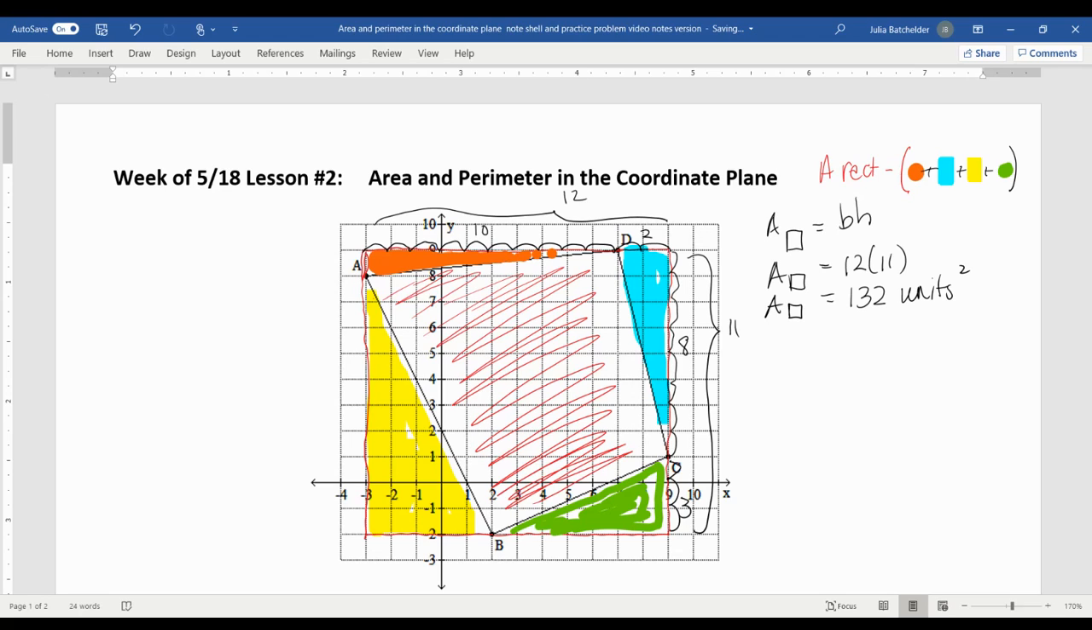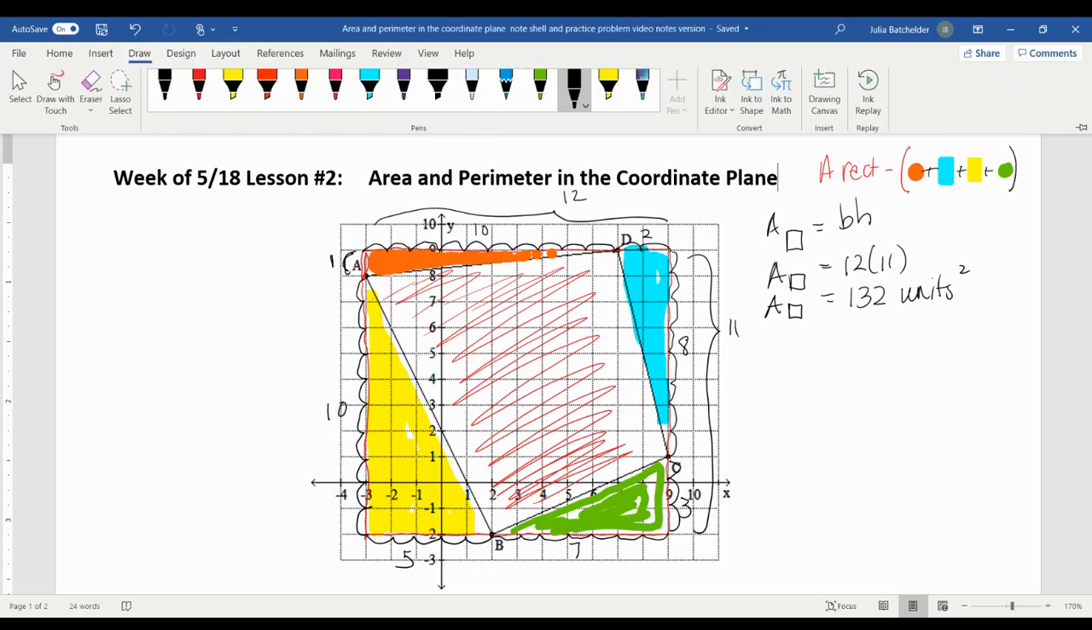And then we're going to find each of the areas of the triangles and work our way through. So while I'm labeling, let me just keep going here. 1, 2, 3, 4, 5, 6, 7 here. 1, 2, 3, 4, 5 for the base of the yellow. This is 1 unit right here. And then 1, 2, 3, 4, 5, 6, 7, 8, 9, 10 units on that portion of the yellow.